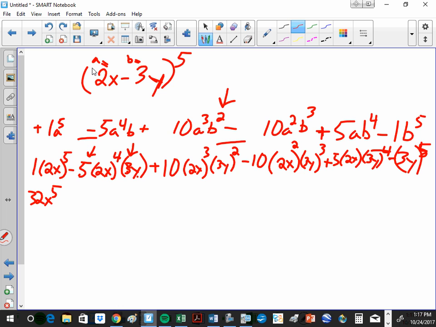Isn't that 2 to the fifth, 32? 5 times 2 to the fourth times 3 is 240. So minus 240 x to the fourth y. So 2x to the fourth is the same as 2 to the fourth x to the fourth. They're both underneath that exponent, so they both get a fourth power. Does that answer your question, Tiana?